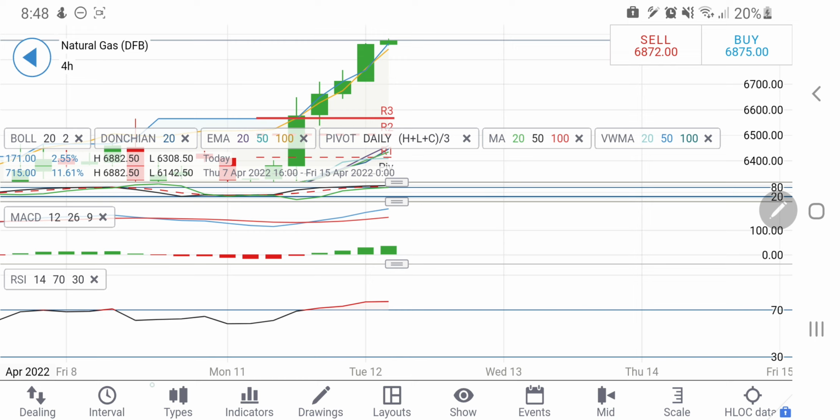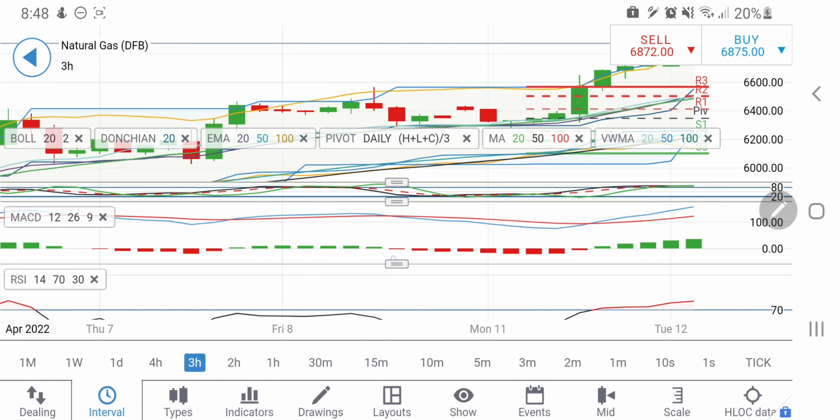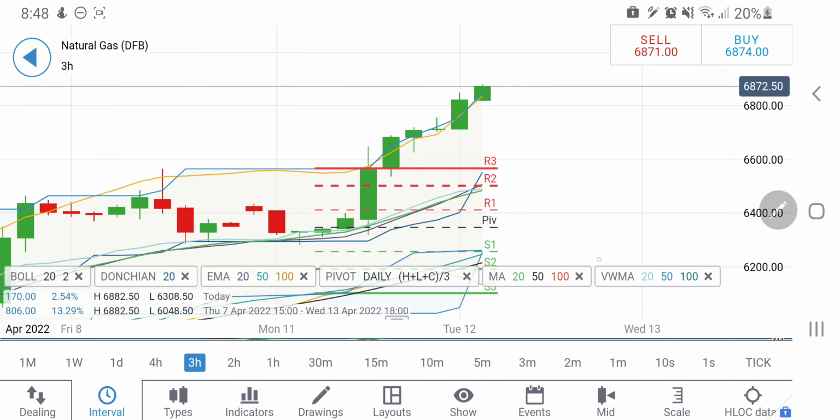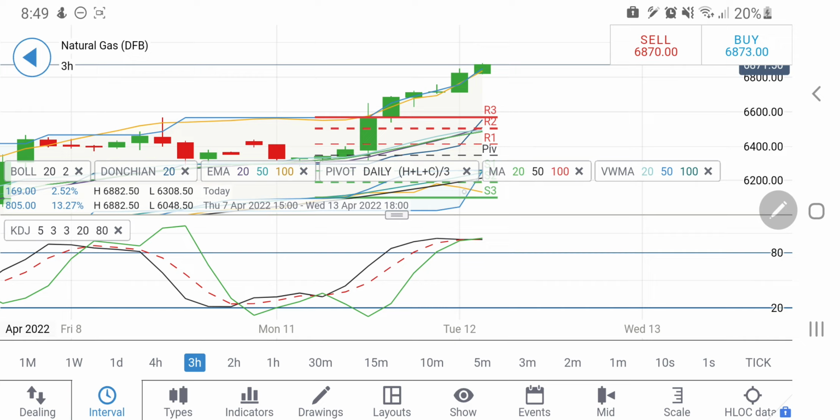Now this is on the 4-hour charts. Let's have a look at the 3-hour charts here. On the 3-hour chart, similar is the story, but here it is showing extreme bullishness. Only short entries below 6.8. Probably till the time it trades above 6.8, it may try to always hit first 6.9 and then $7 levels.